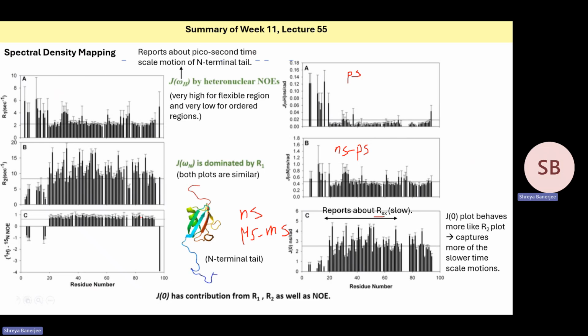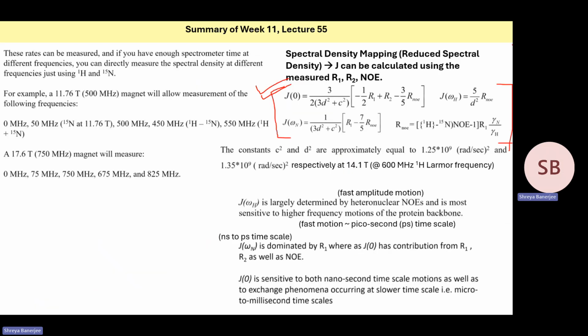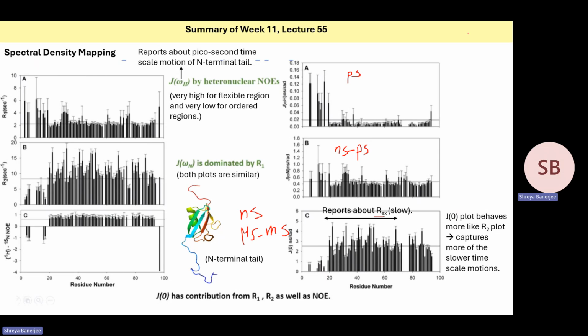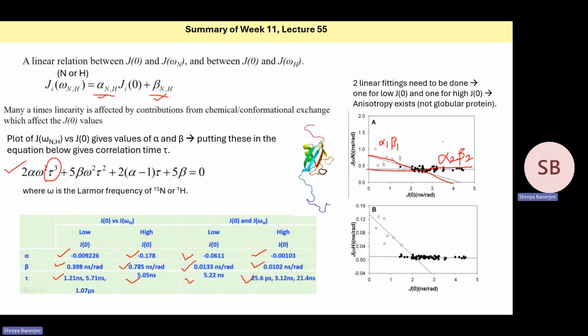I'll repeat again. From NMR, you can find out R1, R2, and NOE. Using R1, R2, and NOE, you can calculate J(ωH), J(ωN), and J(0) using these formulas. And from the three J spectral functions, you can find out alpha and beta. And from alpha and beta, you can find out tau, that is the correlation time. So all kinds of parameters can be found to define the dynamism of the protein.